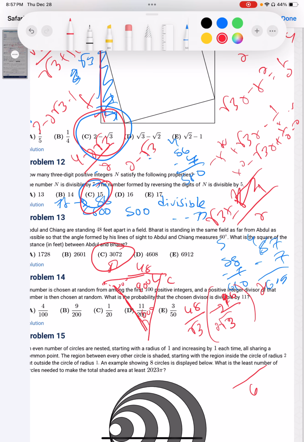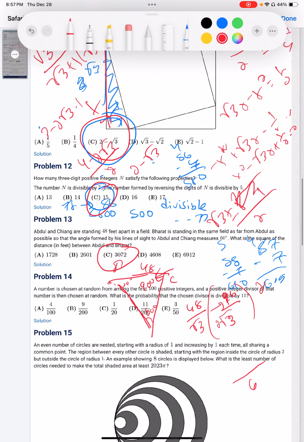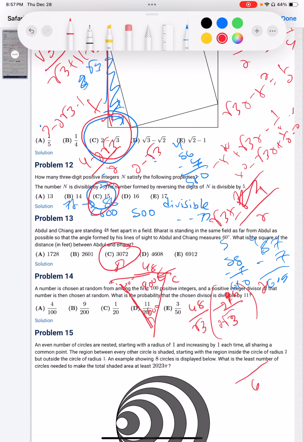But then we don't know if this is 90 degrees. I'm just going to presume that's 90 degrees because I don't see how much we can solve for. If it's an equilateral triangle, then the answer would just be 48, and 48 squared is not an option, right? That's why I think for 13, C makes the most sense. Might be wrong.